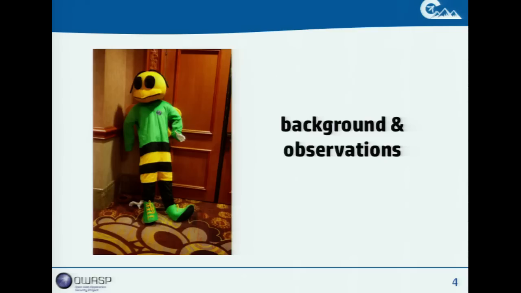So, some quick background and observations. I snapped this picture a month ago at Black Hat. I was talking to Waspy, and I love this picture because at first glance, you might think that Waspy's been out in Vegas partying too hard. He's leaning up against the wall, and you can see his hand has fallen off. But that's not the case.